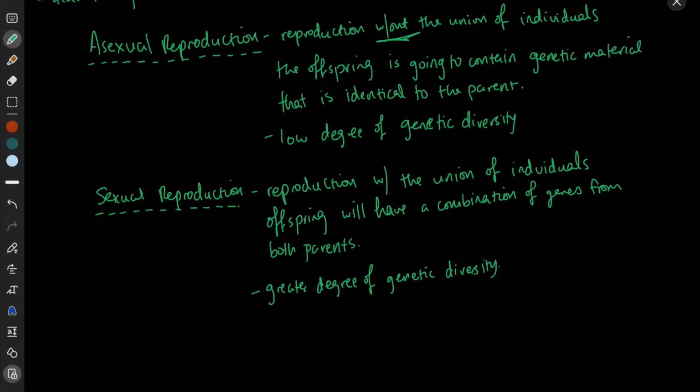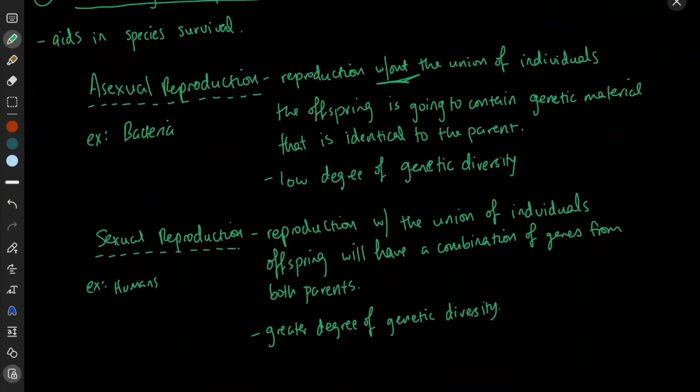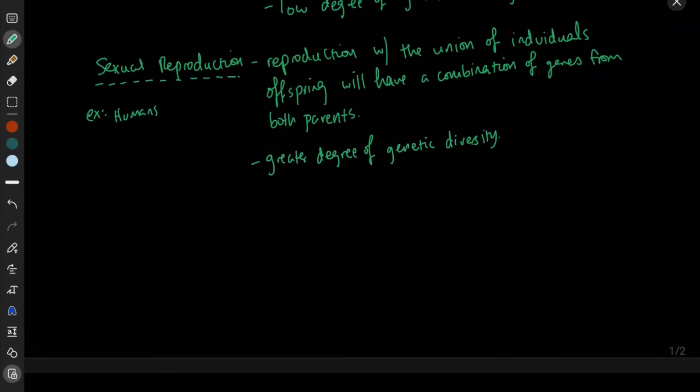Like it would be if we were to have undergone asexual reproduction, right? A good example of an organism that undergoes asexual reproduction is bacteria. And an example of organisms that undergo sexual reproduction are humans, right? Okay. So those are the two main types of reproduction that occur in terms of all the organisms on Earth.